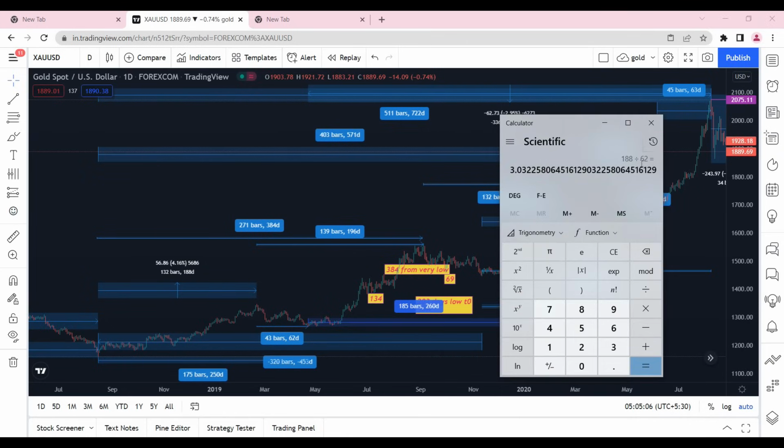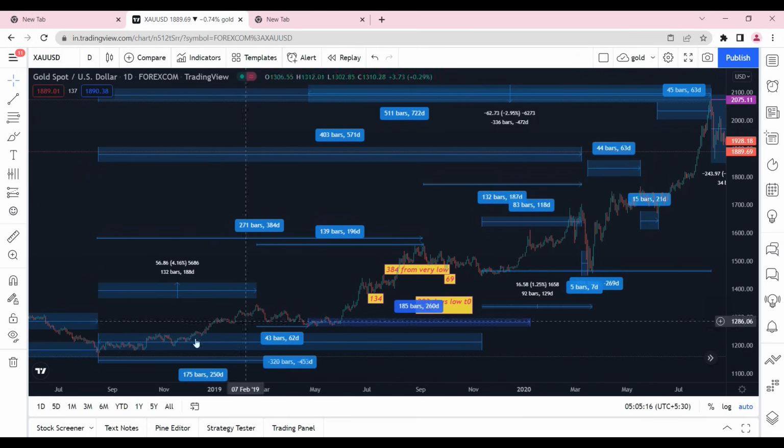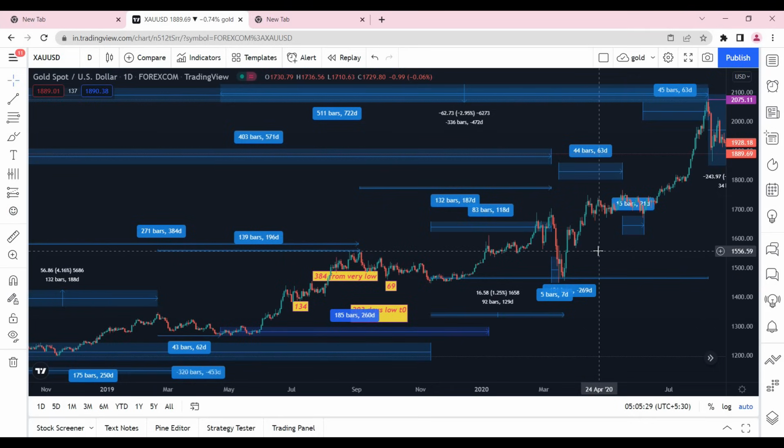So 188 divided by 62 is equal to 3.03. 3.03 into 188 is equal to 570 or 571 days. If we start from here, you can see I have marked 571 days here. That's the exact high. From there it dropped. Very interesting, right? Yes. Let's see the next one.